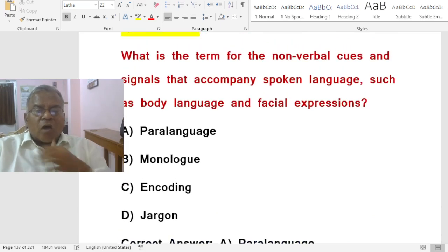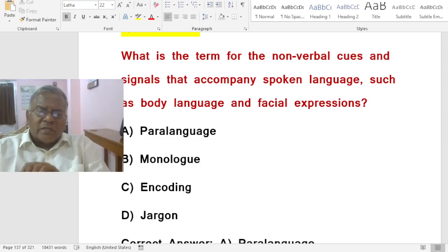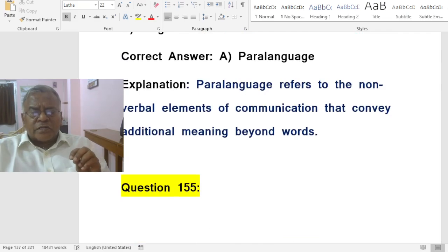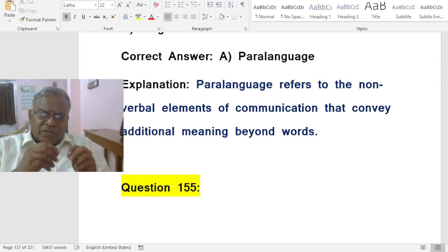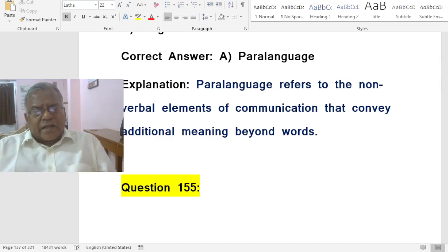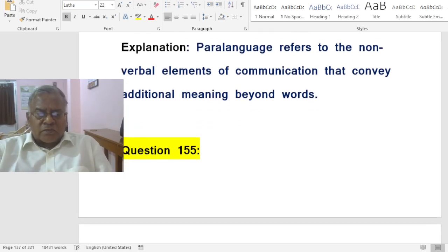Paralanguage. Non-verbal cues and signals that accompany spoken language. Along with the spoken language, you are using these non-verbal cues. That is the idea here. Paralanguage refers to the non-verbal elements of communication that convey additional meaning beyond words. Sometimes you speak slow, sometimes fast, with modulation of voice, change of voice, all of a sudden low pitch, high pitch. All these come under paralanguage.